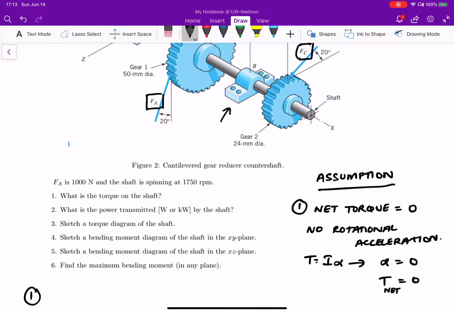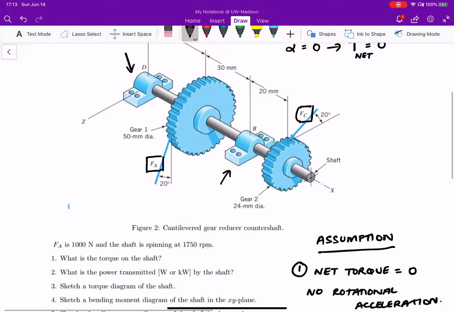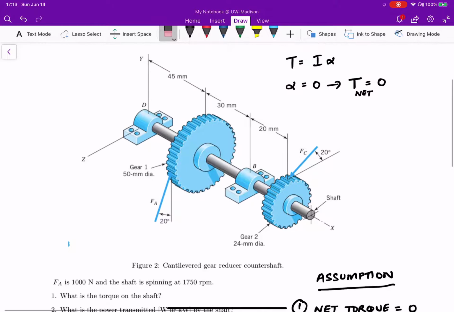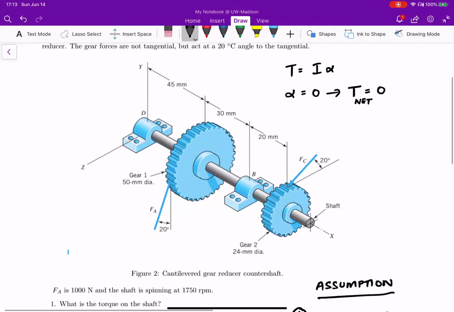For that, we need to know what the force that is being applied on the shaft is. Because this is being applied at a certain angle, let me erase all these arrows. We can resolve the force Fa into two components. One is along the z-axis, and this is Fa sine 20, and we have along the y-axis, which is Fa cosine 20.